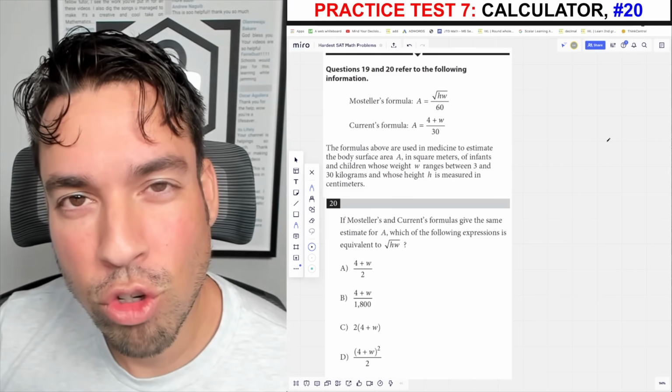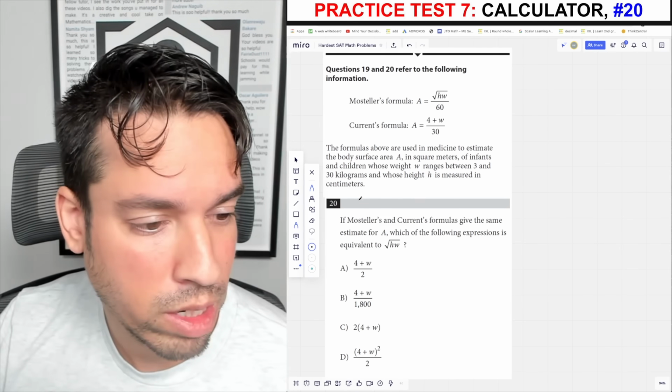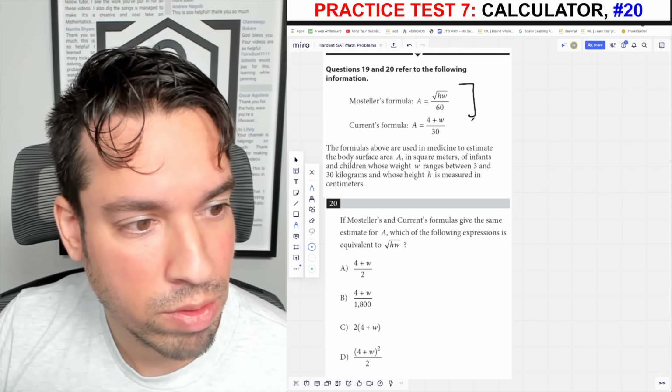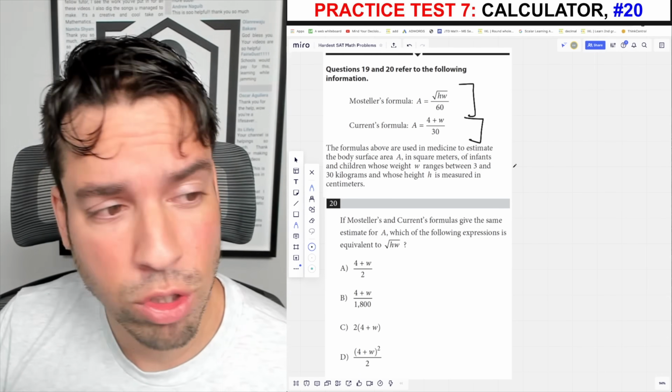This is a two-part question, but I'm only focusing on 20 because you don't really need 19 to answer 20, and 20 is the really difficult one. So it says we've got Mosteler's formula and we've got Current's formula, and those are always great to have in a problem. We can really use those equations to our benefit.